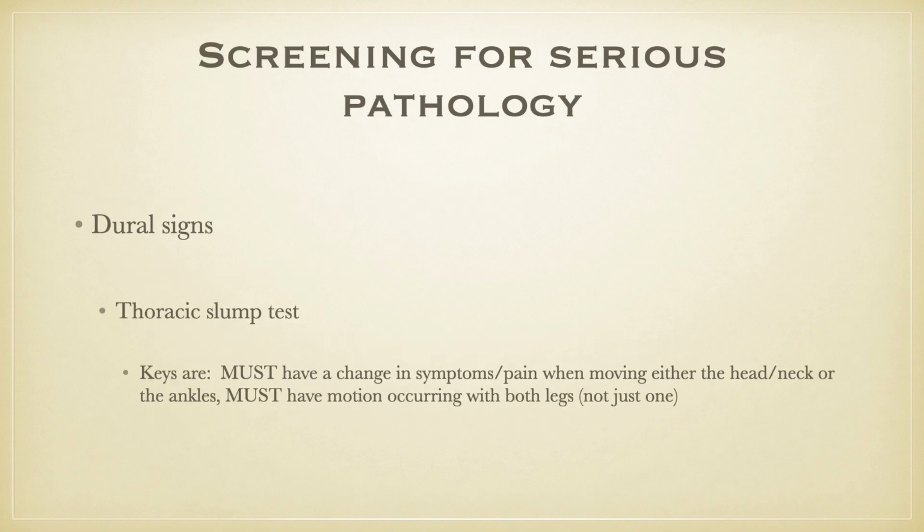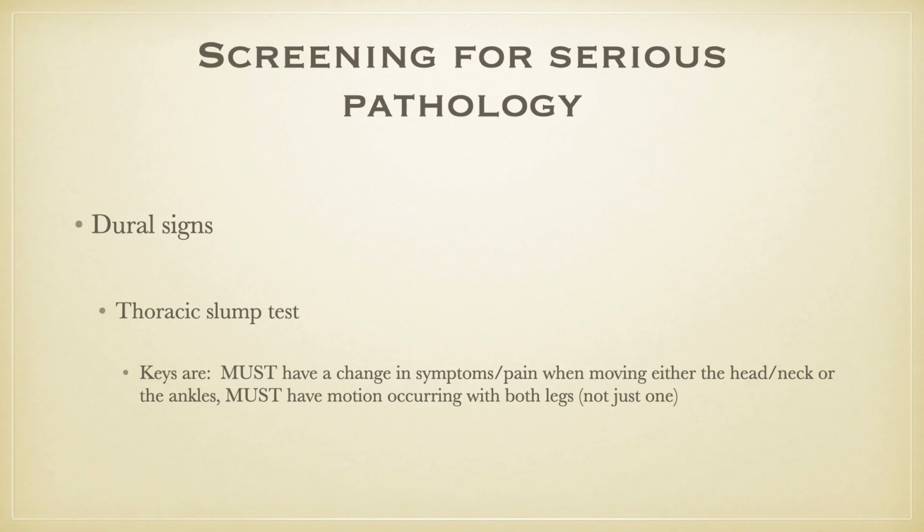Now, dural signs. This is something that we also want to make sure that we screen out with the thoracic slump test. And the point that I want to make here, as you can read there, you must have a change in symptoms or pain when you're moving either the head or neck or the ankles. You must have motion occurring with both legs for this to be a true thoracic slump. You can't just do one or the other. You need to have both legs moving or both ankles moving to really pull on that cord versus those more peripheral tissues.